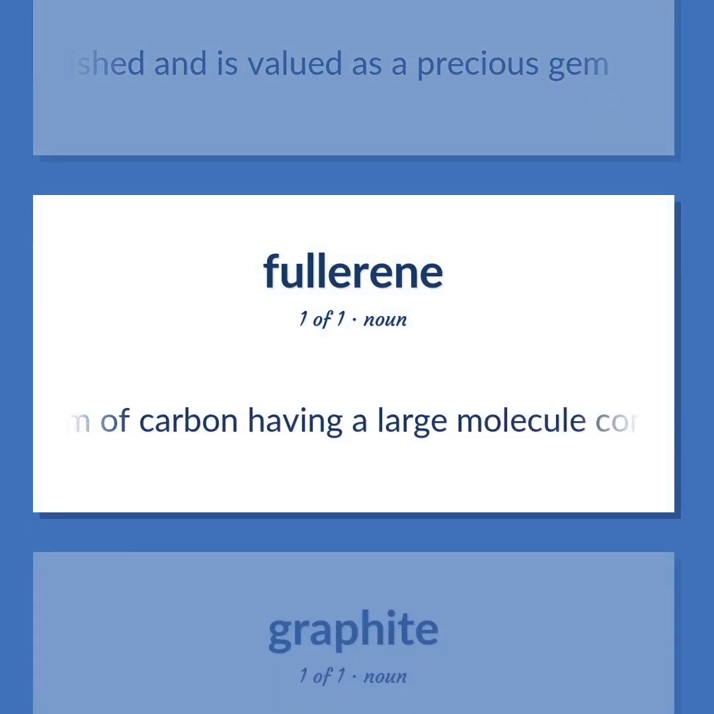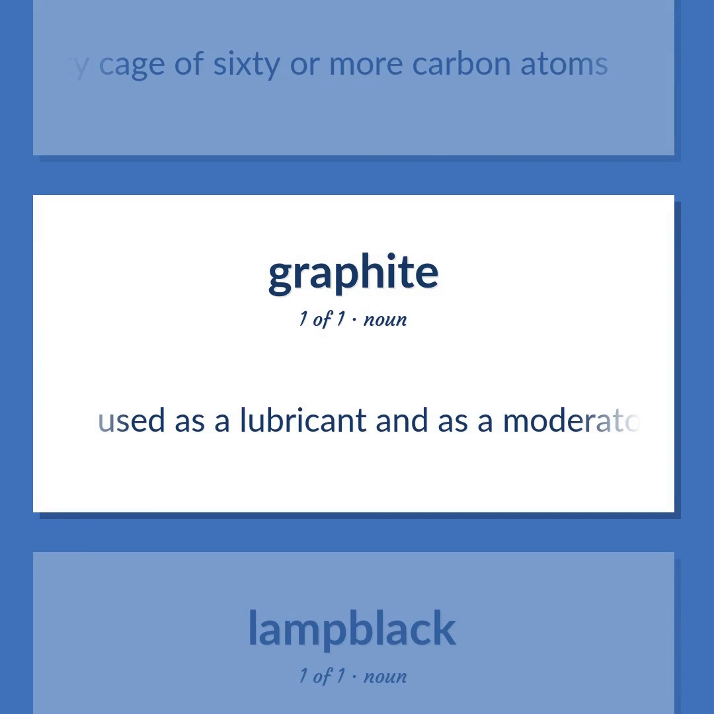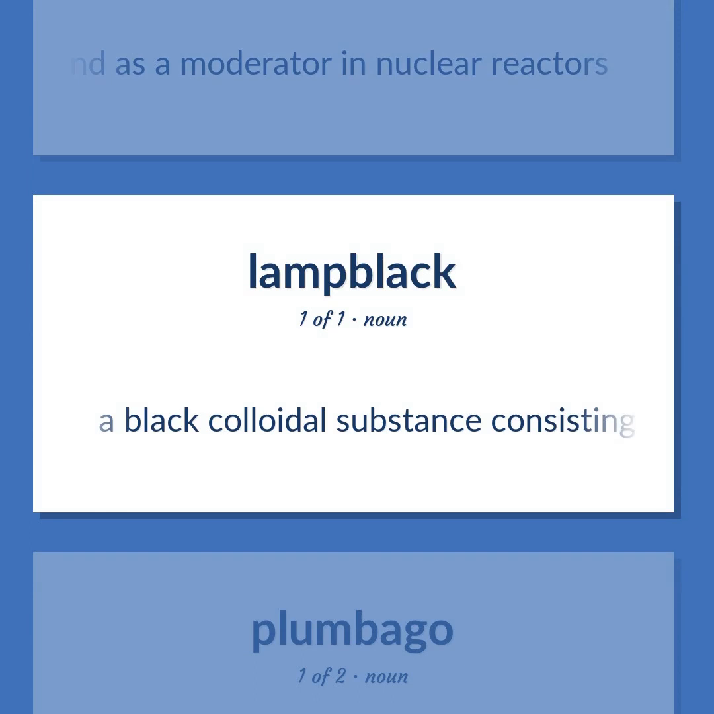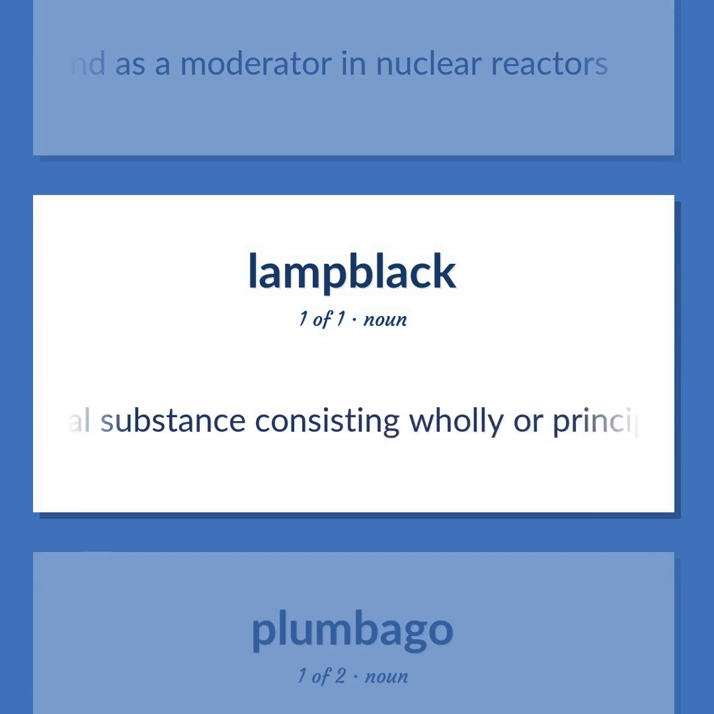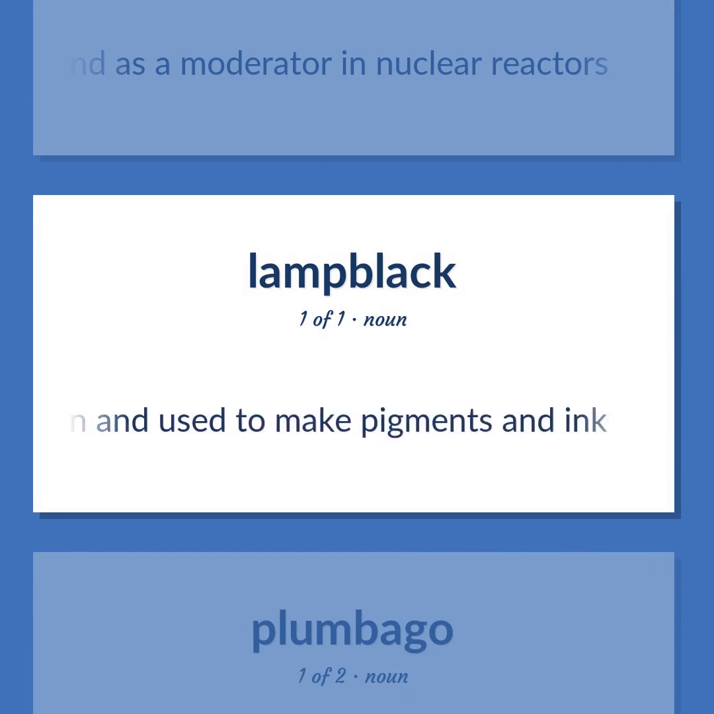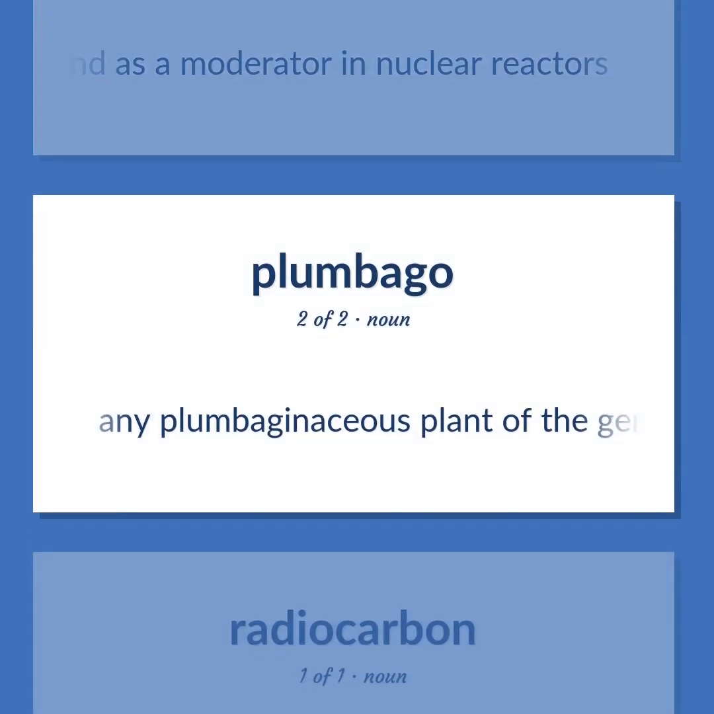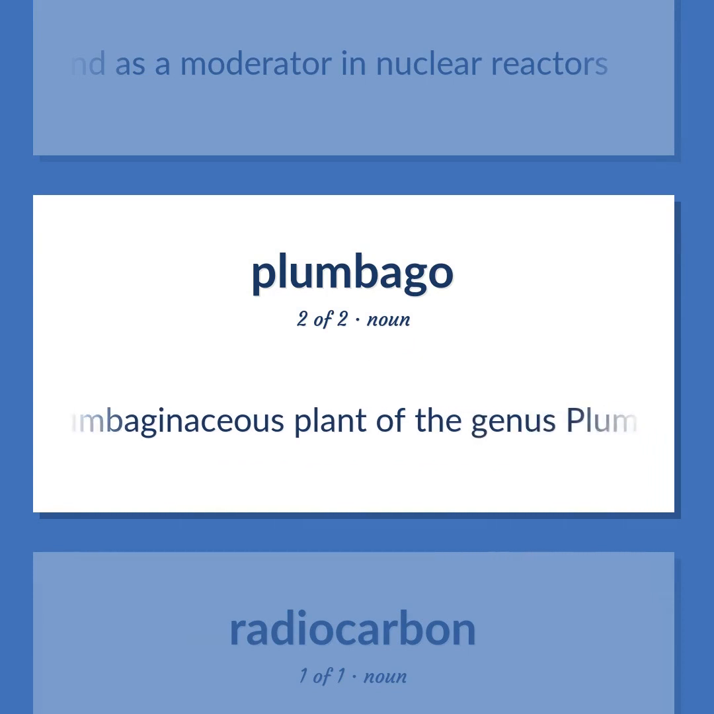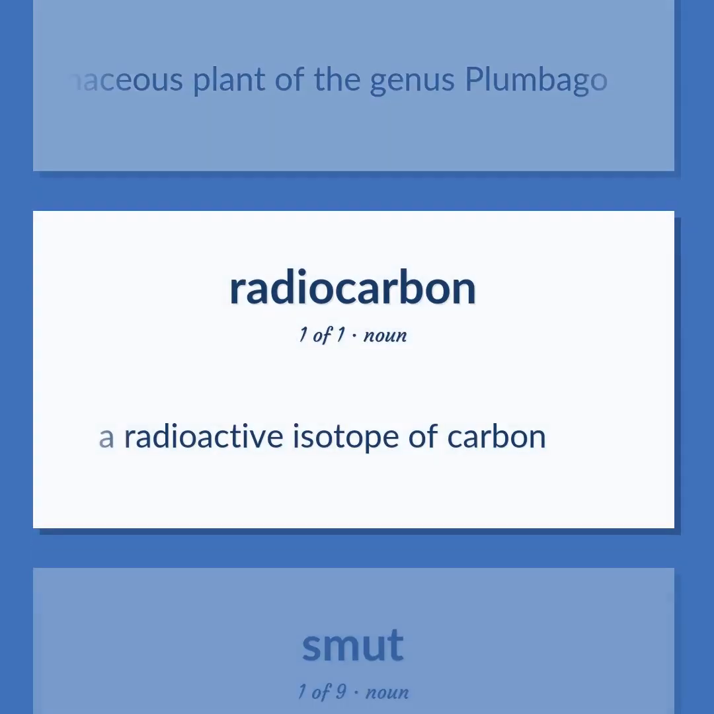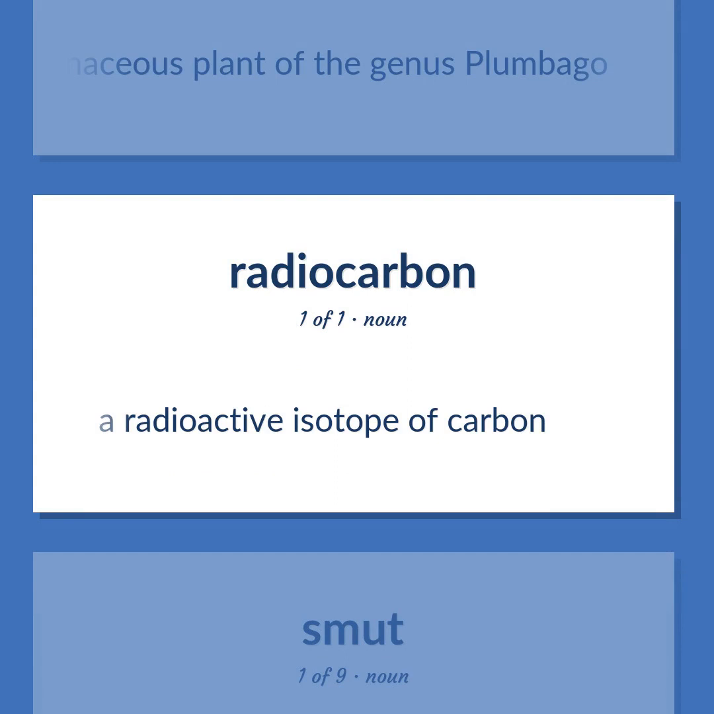A form of carbon having a large molecule consisting of an empty cage of 60 or more carbon atoms. Used as a lubricant and as a moderator in nuclear reactors. A black colloidal substance consisting wholly or principally of amorphous carbon and used to make pigments and ink. Used as a lubricant and as a moderator in nuclear reactors. Any plumbaganaceous plant of the genus plumbago. A radioactive isotope of carbon.